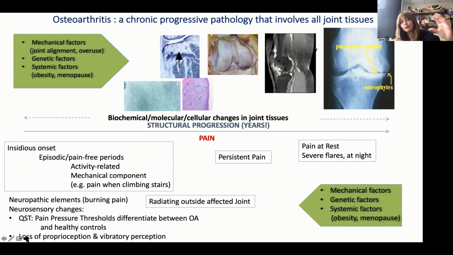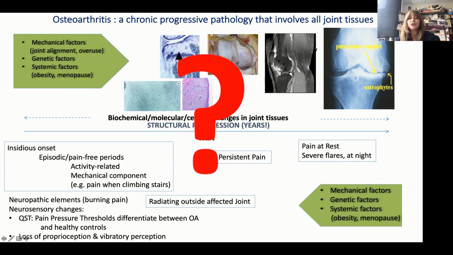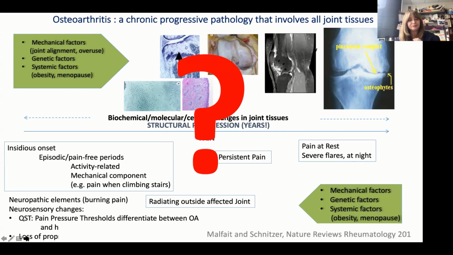And so here again, the way this all progresses can be determined by mechanical factors, genetic factors, and systemic factors, such as menopause or obesity. And so really, again, what we are trying to study using mouse models, as you just heard from Dr. Mwale, is what is the relationship between these different aspects of the disease?